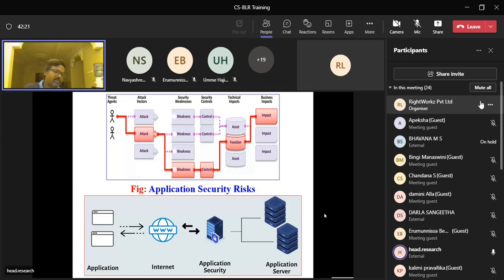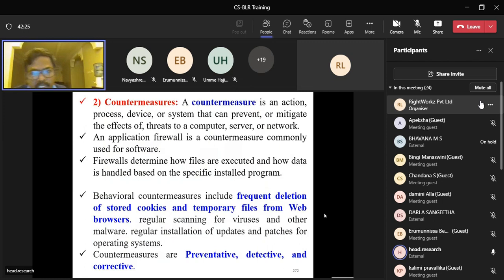Then the second concept is countermeasures. A countermeasure is an action, process, device, or system that can prevent or mitigate the effects of threats to a computer, a server, or network. That is called a countermeasure. So an application firewall is a countermeasure. You can take it as the best example. Even antivirus software is a countermeasure.